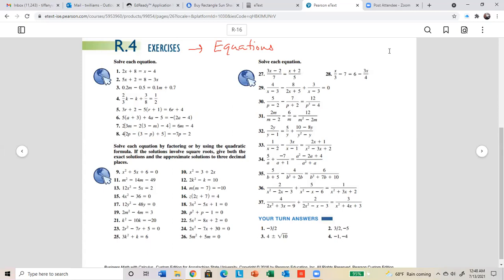Linear is by far the easiest. That's the one that you're most familiar with. And quadratics can get a little harder, and then rational's the hardest.